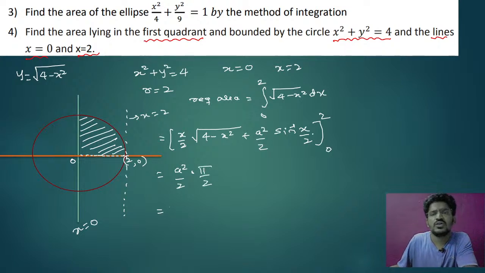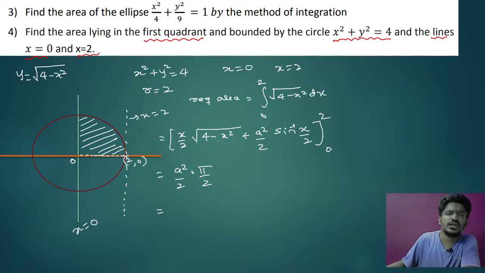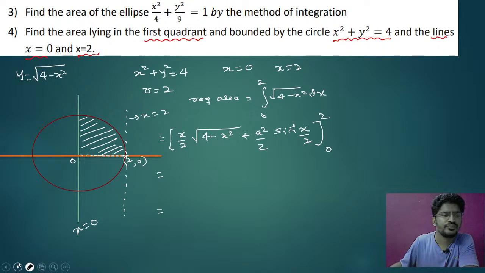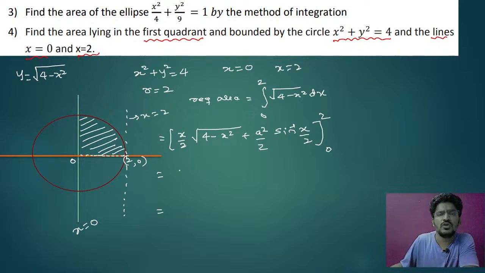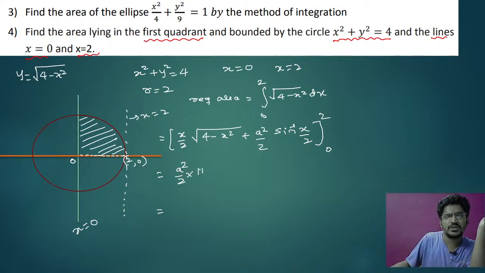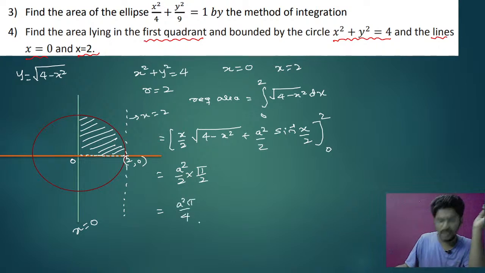Therefore, you can just see if I put 2 here, sine inverse of 1 is pi by 2. So already you have 2 here. Just check it. This term becomes 0 plus a square by 2 and sine inverse of 1, the 2 will get cancelled. Sine inverse of 1 is pi by 2. So a square pi by 4 will be your answer.